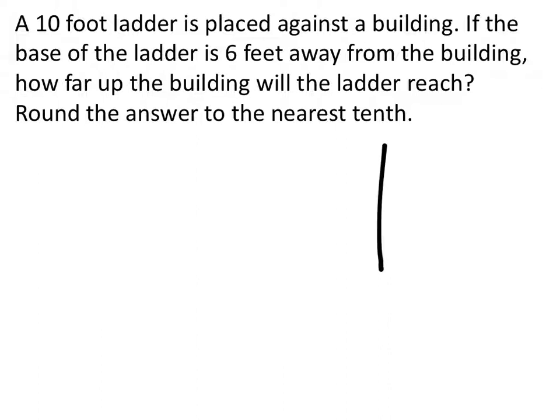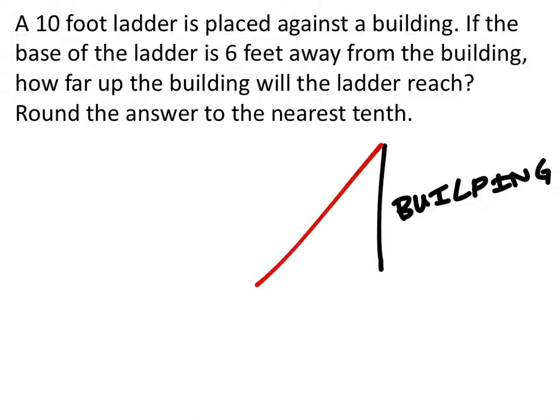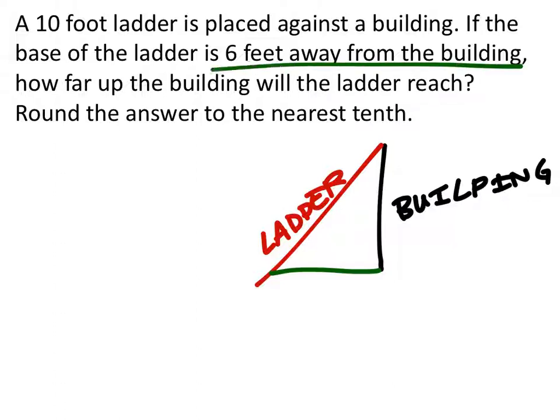We got some kind of house right here, or building. And against that building, we're placing some kind of ladder here. And then the ladder is based on the ground, some distance away from the building, which it did say, I guess, right here was 6 feet away from the building. So that's 6 feet from the base of the ladder to the base of the building. And it did tell us also that the ladder is 10 feet. So there's 10 feet right there.